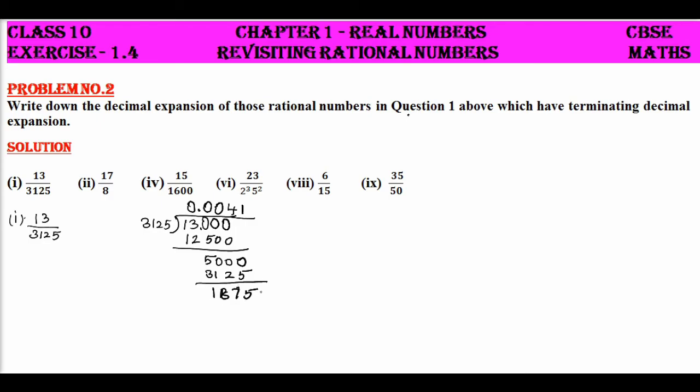So we have to proceed with the division further by including a 0, so that I get 6 in the quotient because 6 into 3125 is 18,750. Therefore, my remainder is 0, so I stop the division here. So we have got the decimal expansion of 13 by 3125 to be 0.00416, which is a terminating decimal, right? This is how I am going to find the decimal expansion of all other subdivisions too.